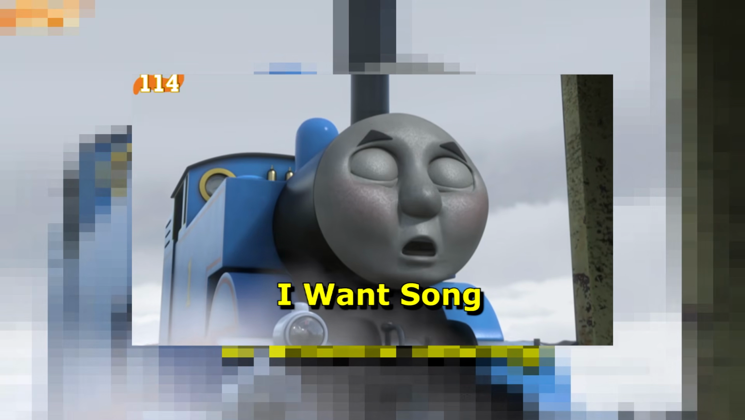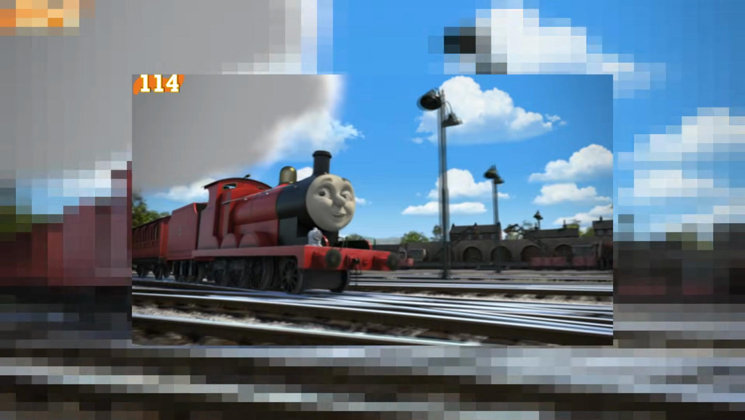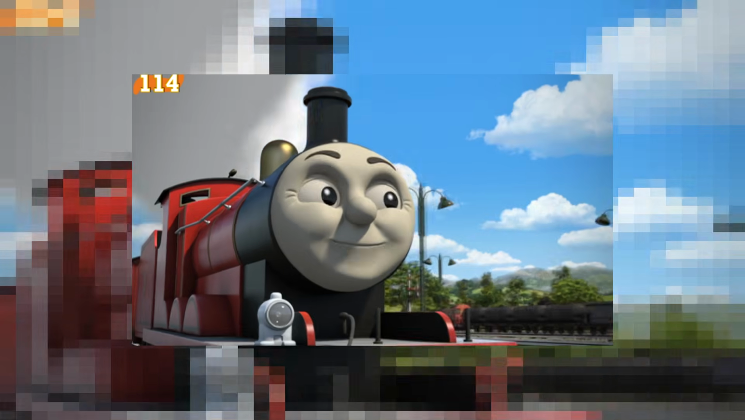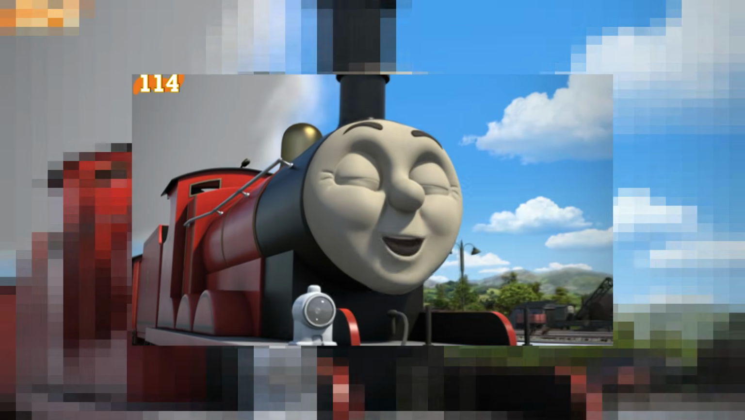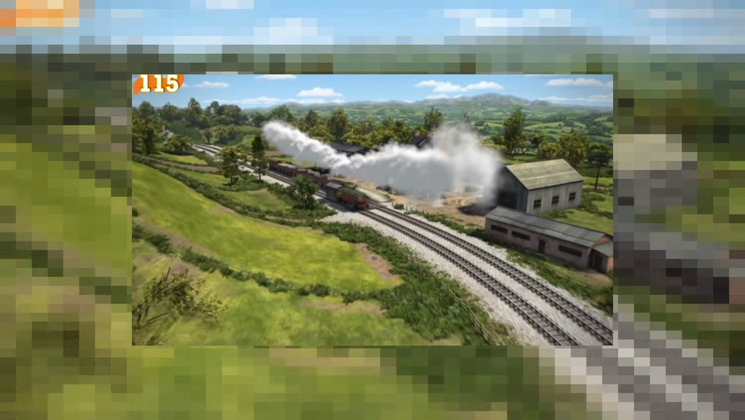Usually when a character gets an I Want song in the middle of a musical, it's usually a reprise of the first I Want song, but because Thomas's first I Want song was really just an outgrowth of James's song, Thomas's wants and desires have changed from the start of the movie, which is why he now gets a new I Want song here. Thomas lists off Percy and Toby first because they also run the Farquhar branch line.